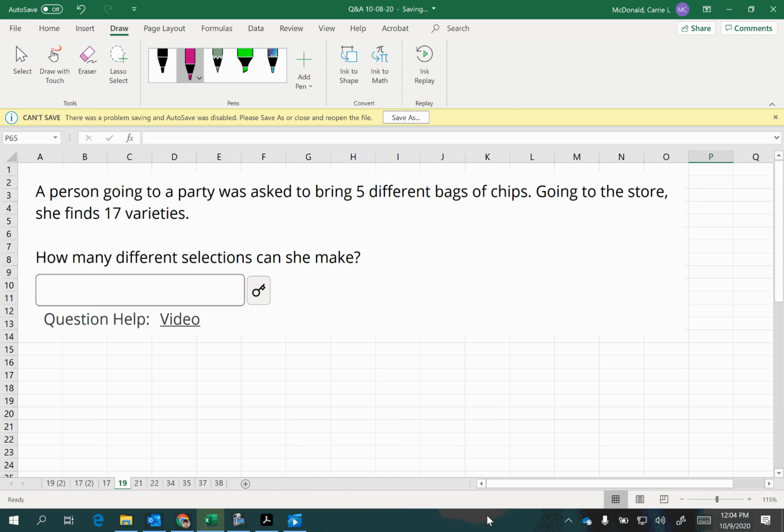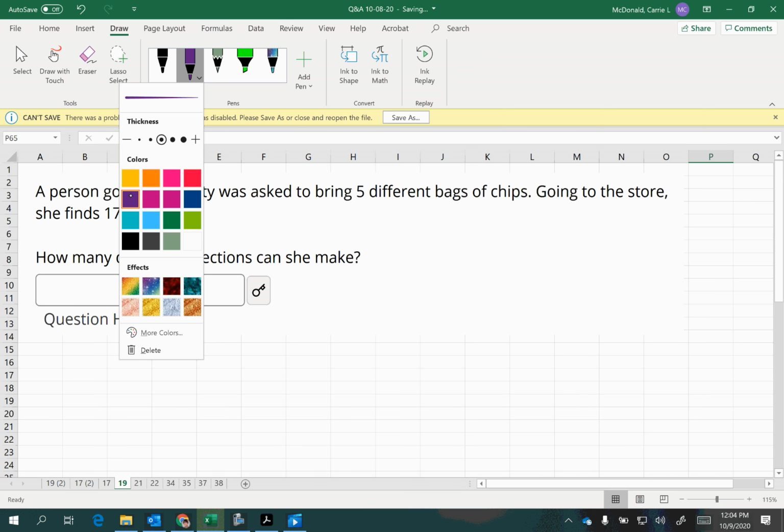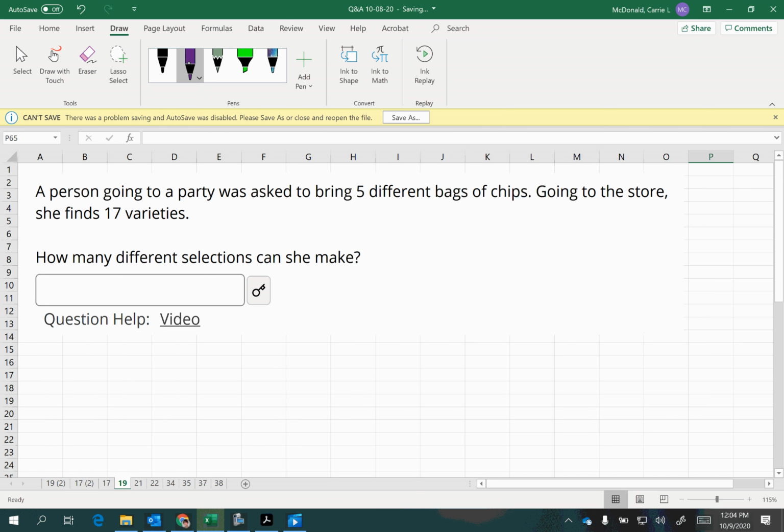A person going to a party was asked to bring 5 different bags of chips. Going to the store, she finds 17 varieties. How many different selections can she make? All right, so let's see if we can find a counting rule that works with this.